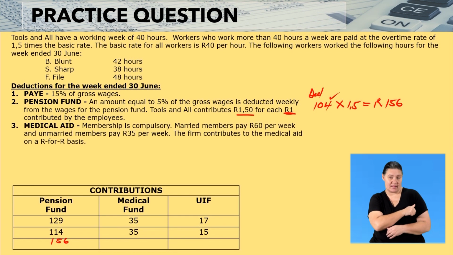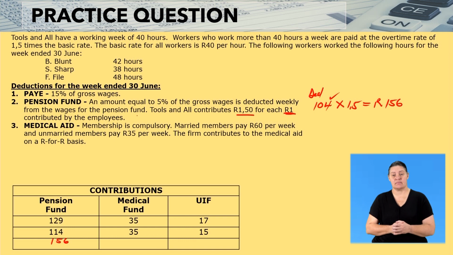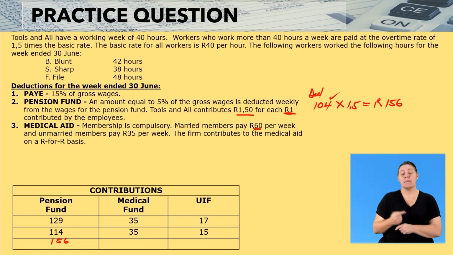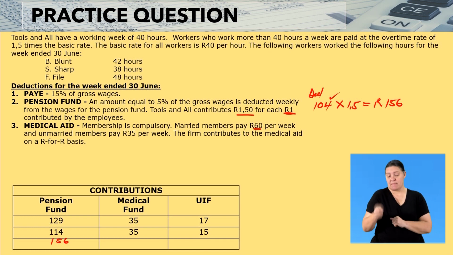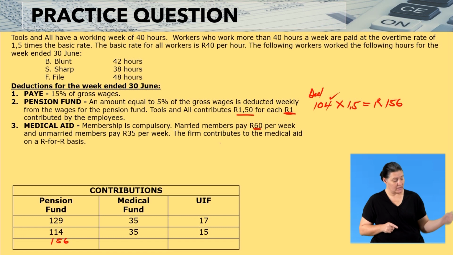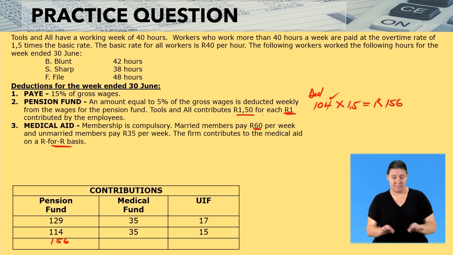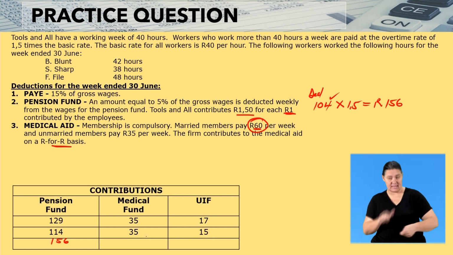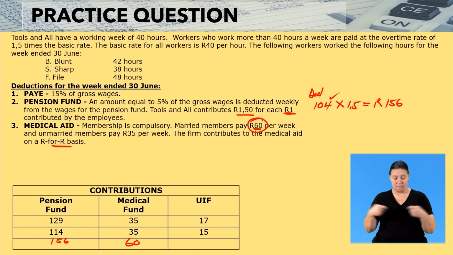Let's go to medical aid. Membership is compulsory and members pay 60 Rand. Remember, we spoke about this, that Mr. Ifile is married, so he was paying 60. And then the firm contributes to the medical aid on a rand for rand basis. So he paid 60 as a deduction. The company is also going to pay 60 as a contribution.